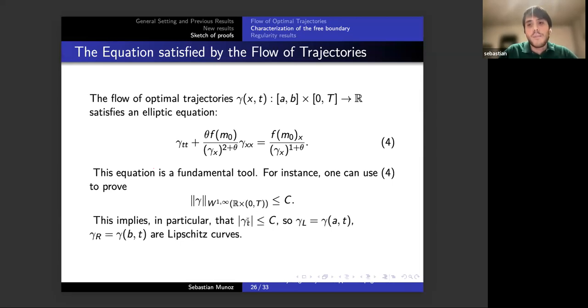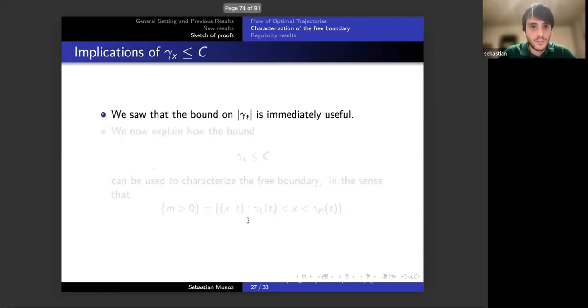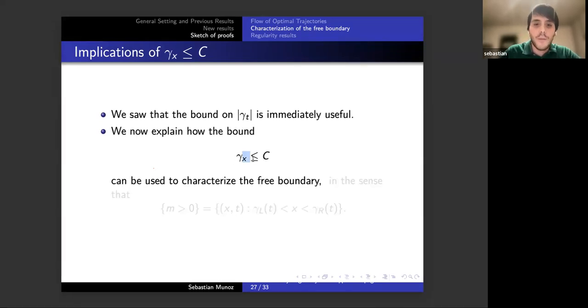But then having a bound on the x derivative also gives important information. That is a little bit less obvious, so let me try to explain that. We saw that the bound on gamma_t is immediately useful. It makes the curves Lipschitz. But if we find a bound on gamma_x, we can use this to characterize the free boundary. What I mean by that is we can actually use it to prove that the free boundary is truly given by the two curves that start at the endpoints.